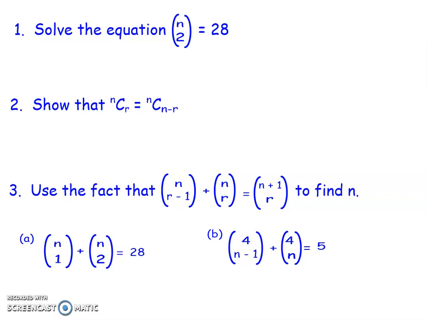I want you to solve the equation nC2 equals 28. I then want you to show that nCr equals nC(n minus r). I then want you to use the fact that we finished the last video on, that nC(r minus 1) plus nCr is equivalent to (n plus 1)Cr, to find n in both of those equations there. So pause the video and have a crack at those.